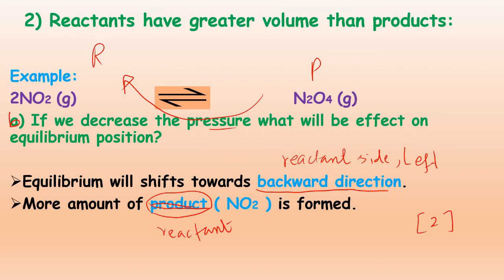So if we increase the pressure, what will happen, and if we decrease the pressure, what will happen? The main idea, as I have told you, is that when you increase the pressure, the equilibrium will move towards the direction where there are fewer moles. And when you decrease the pressure, equilibrium will move towards the direction where there are more moles, right? So this is a very, very important point.